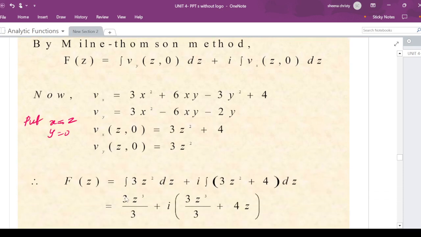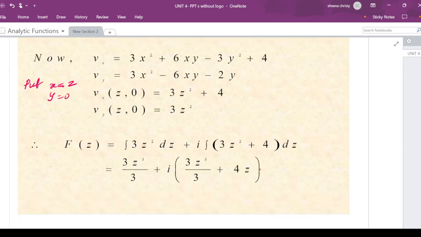Therefore, substituting in the formula, if the imaginary part of f of z is given, then you have the formula as the integral of Vy of z comma 0 into dz plus i times the integral of Vx of z comma 0 into dz. So substitute it here. Therefore, integrating 3z square with respect to z plus i times integrating 3z square plus 4 with respect to z. So you have 3z cube by 3 plus i times (3z cube by 3 plus 4z), plus you can consider the integral constant.